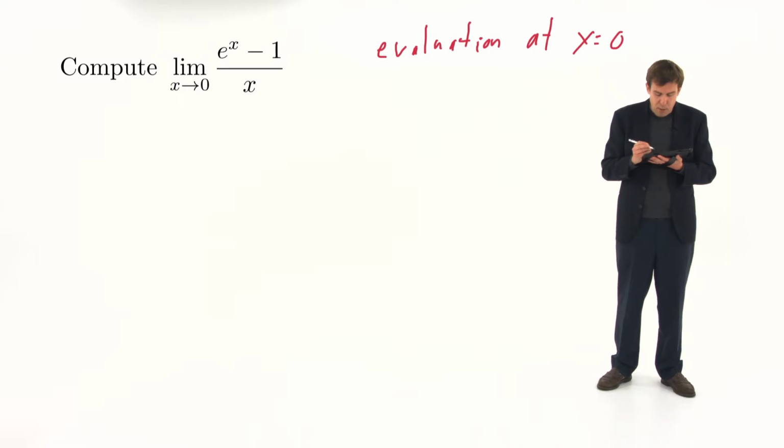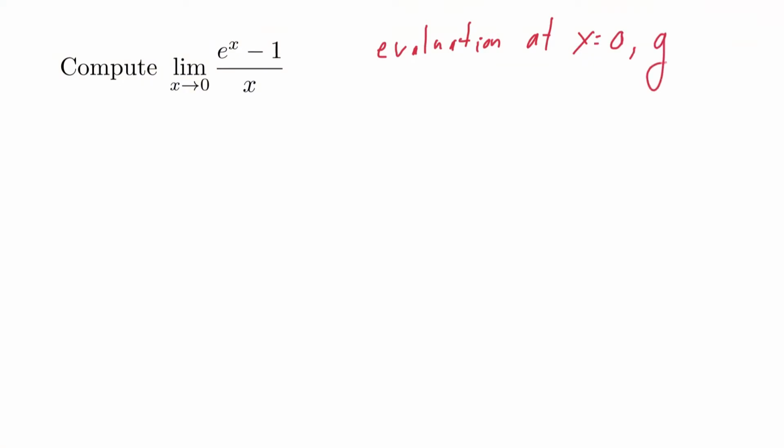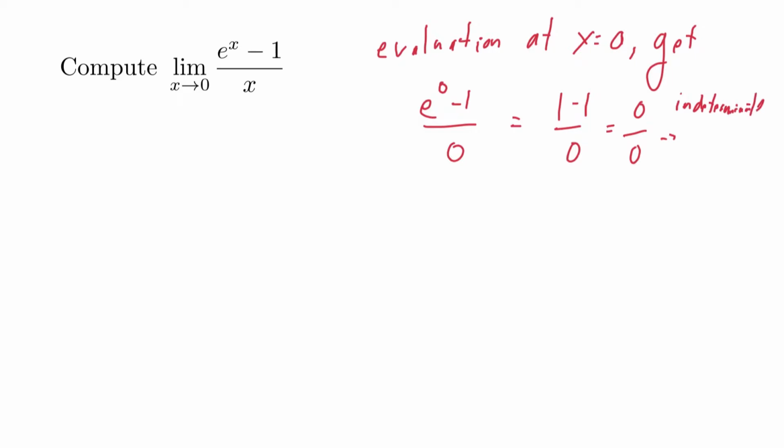So if I evaluate x equals 0, I get e to the 0 minus 1 divided by 0. So 1 minus 1 over 0, so 0 over 0, which is indeterminate. So I'm in a situation where L'Hopital's rule applies.